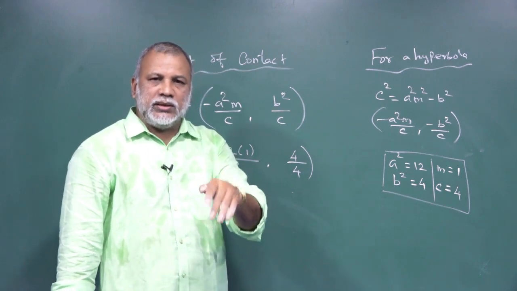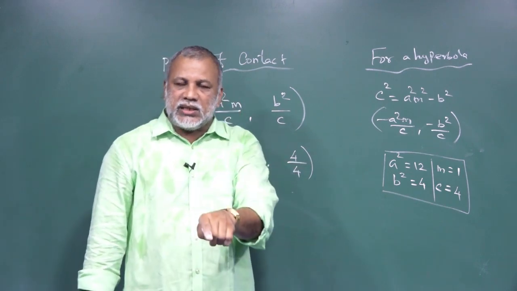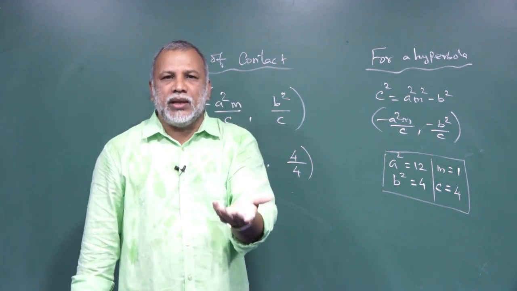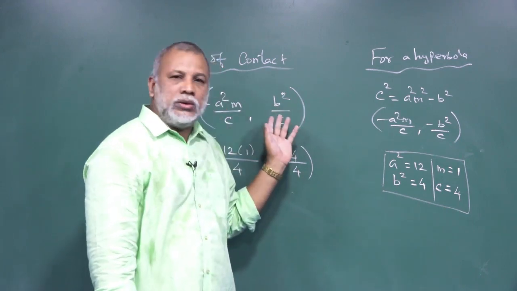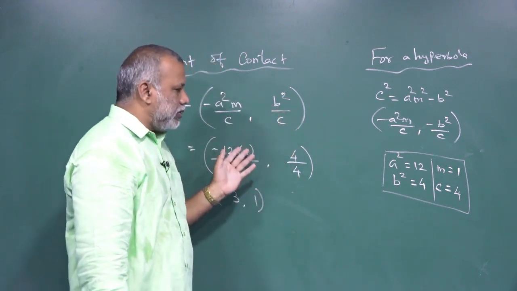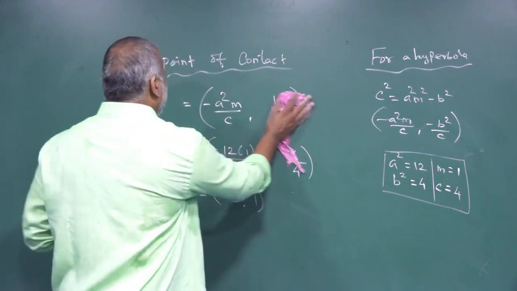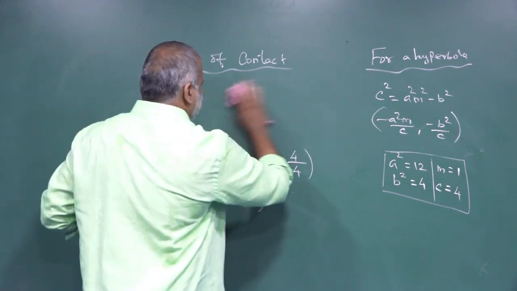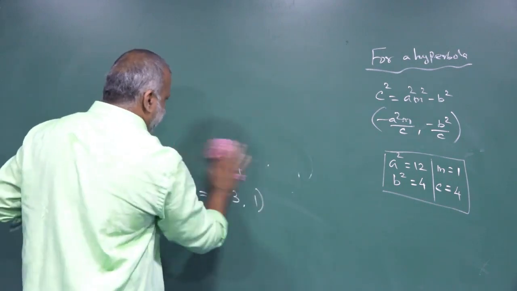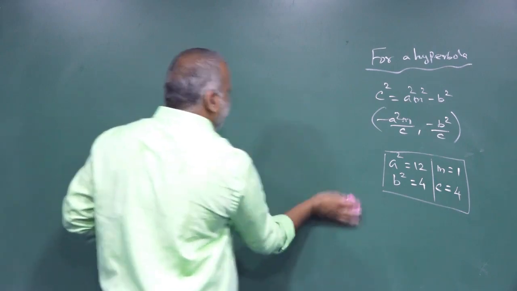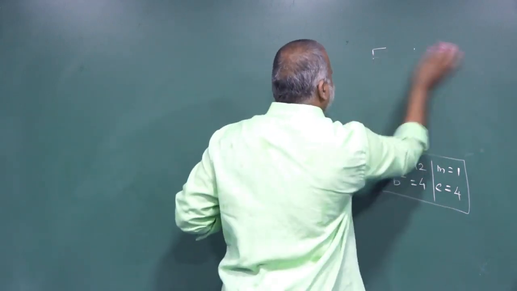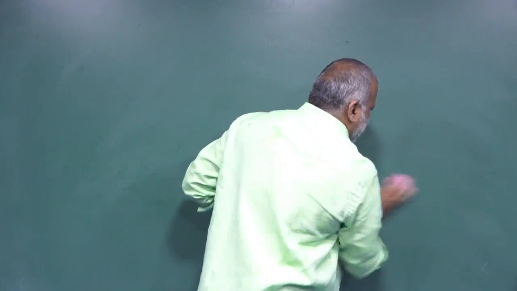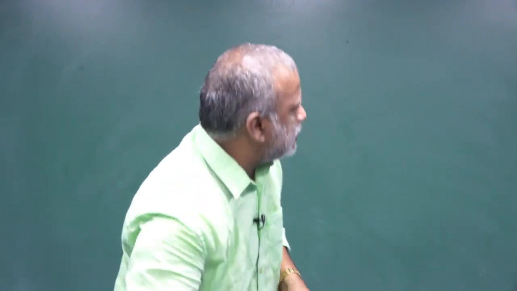What is the question? The given line touches the ellipse. Touches is nothing but a tangent, and we are also able to work out the point of contact. In the same model, we have one more question. Just now we worked out for an ellipse. For a hyperbola, we are going to work out the same type of question. Listen carefully. Once again, we are going to write down the results.